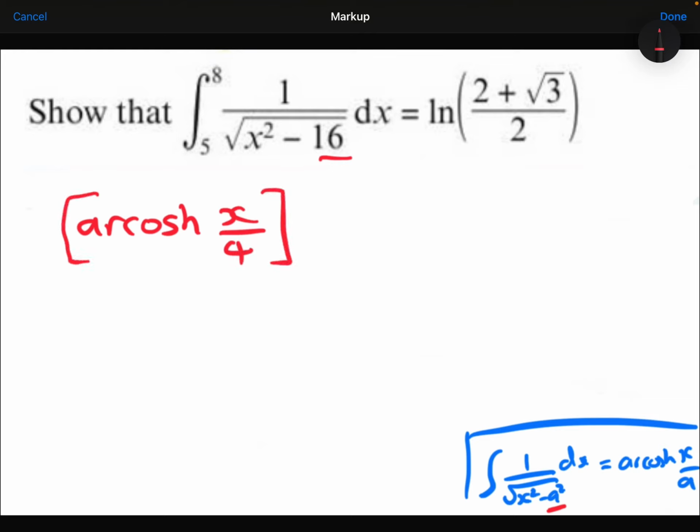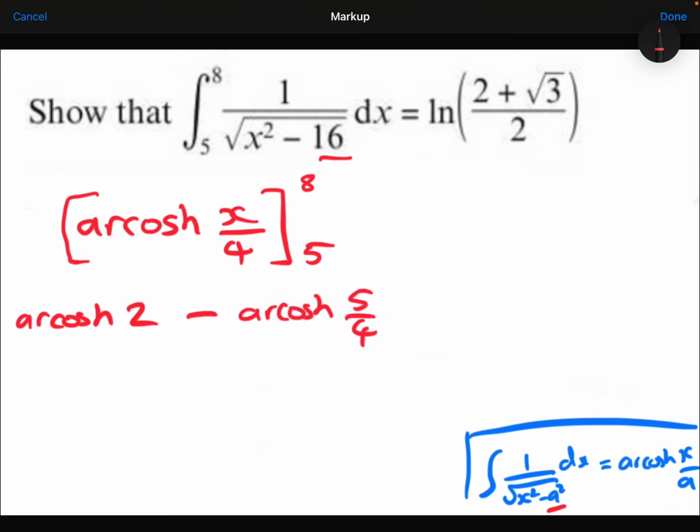Now I just need to do some work with the limits. So I'm going to substitute the 8 and the 5 in. So I'll get arcosh of 8 over 4, which is 2, minus arcosh of 5 over 4.